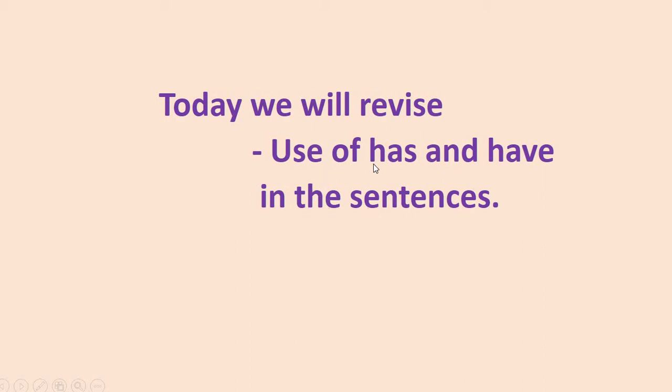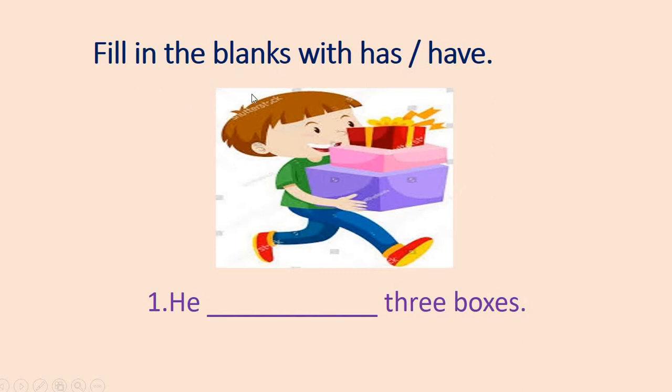I hope you all know in each and every sentence where has will come and where have will come. We have done textbook exercises also and worksheet 1 also. So this time we will do worksheet number 2. Worksheet 2 means more exercises, more sentences of has and have, so that you will be able to understand it properly, without any confusion. Understood?